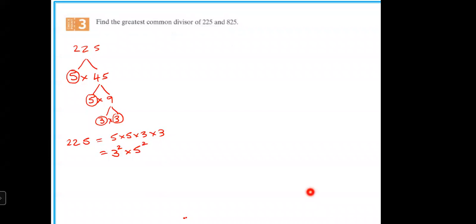Now, the next number is 825. We should be able to use 5 again because the number ends with a 5. 5 times what gives you 825? 165. Okay, that's 165. We could break that down using 5 again because right away, 5 times what gives you 165? 33. So that's a prime number. Now how could we break down 33? 11. Oh, 11. 3 times 11.